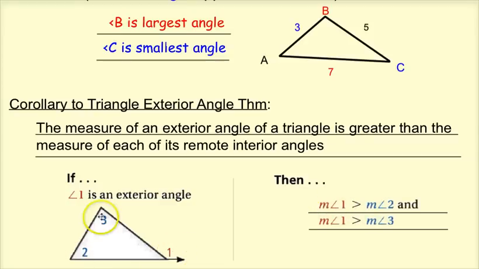So if angle 1 is an exterior angle, then angle 1 is greater than angle 2, and angle 1 also has to be greater than angle 3, which makes sense because the exterior angle equals the two interior angles added together, so angle 1 by itself would have to be greater than angle 2, and angle 1 by itself would have to be greater than angle 3.